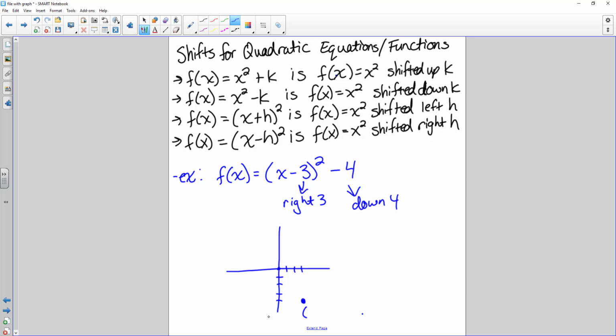So my vertex on this one is going to be 3, negative 4. And if I sketch that in, and I'm not getting my x-intercepts quite accurate or making this look very much like a nice parabola, but something like this where my vertex is 3, negative 4 and my axis of symmetry would be x equals a positive 3, because this is the vertical line going through at a positive 3.